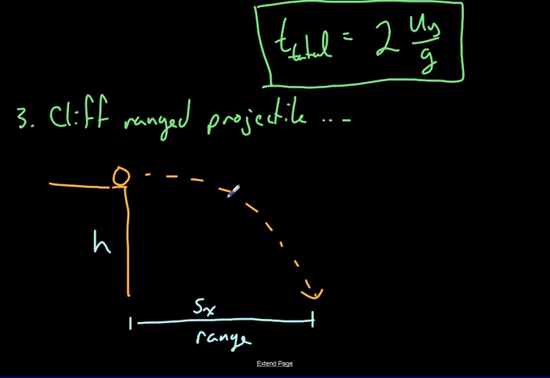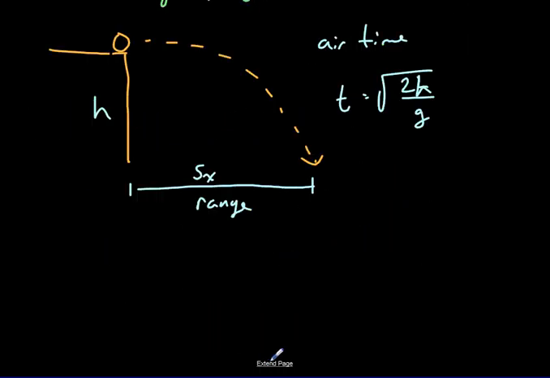The time that this object will be in the air is exactly the same time that any object dropped from this height will take to hit the ground. So we can say air time is simply what we found before. It's the root of 2h over g. That's how long it will be in the air. Now, how far it goes is based on this. If you know ux and you know the time it's going to be in the air for, it's a simple classic distance formula. All you're going to say is this.